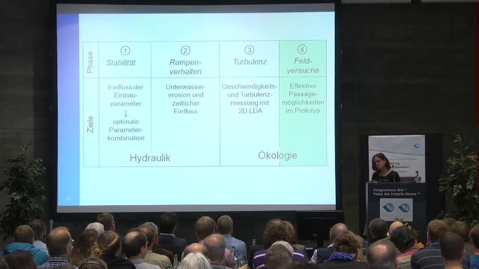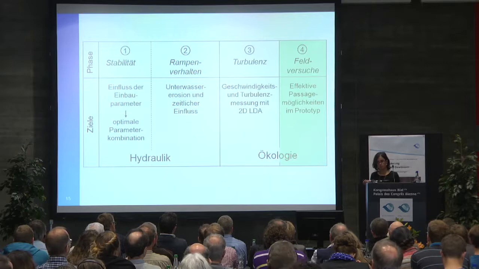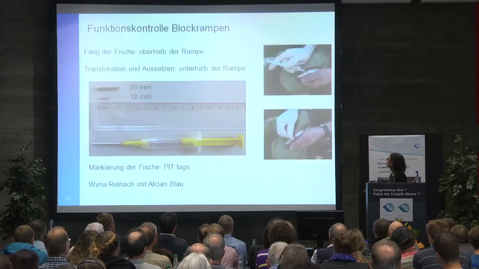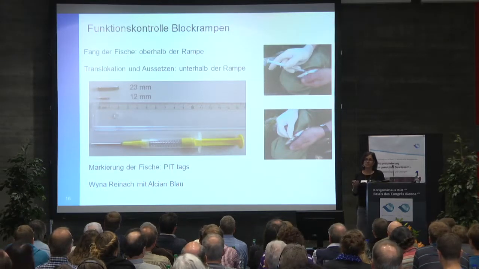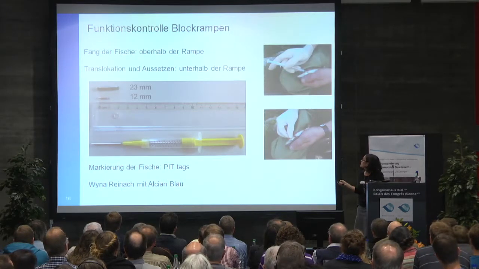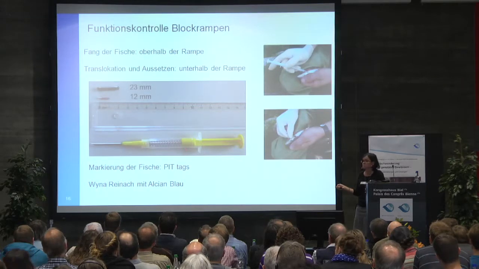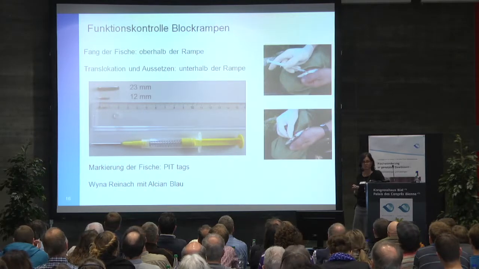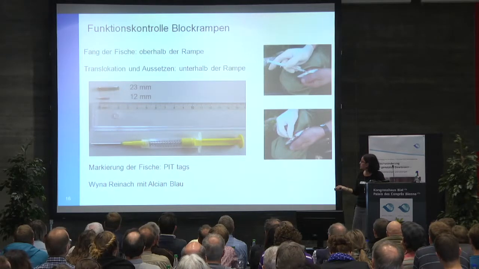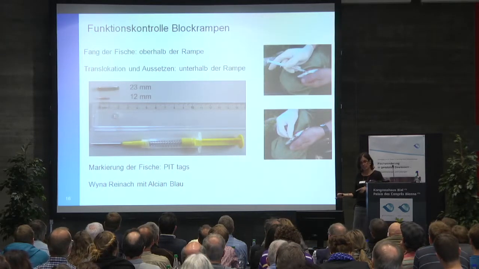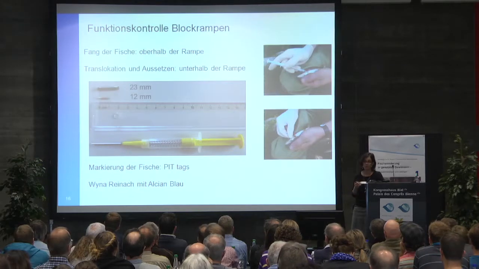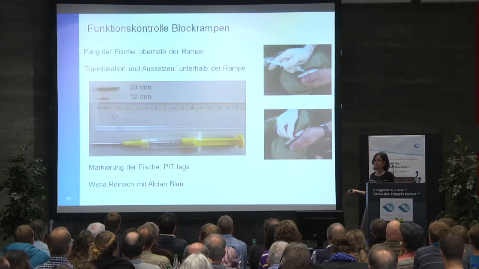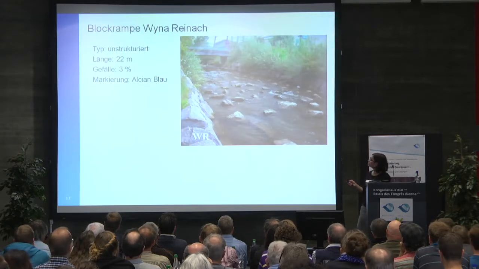And now our actual field tests. Those were conducted in particular by Armin Peter and his group without my support. This was the functional check of such rock ramps. The idea is to catch fish above the ramp, to equip them with the pit tags, two different sizes, of course, for different fish, or mark them with colors, and then leave the fish or stock them below the ramp. And you would want to determine whether they managed to reach the section of the river above the ramp.